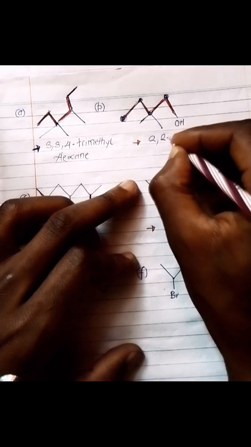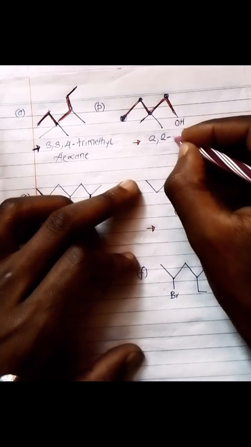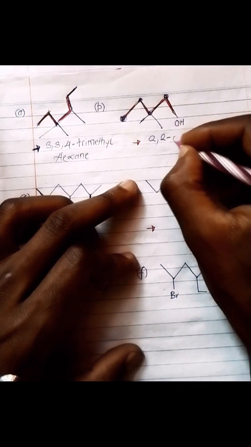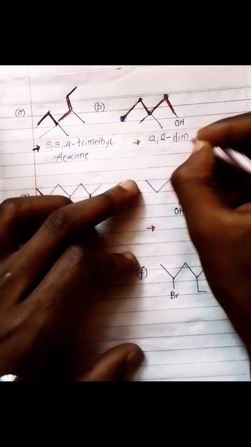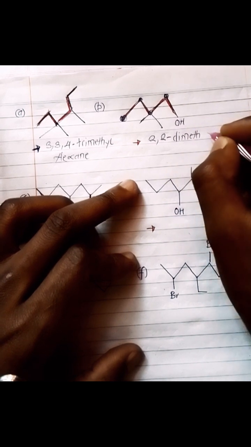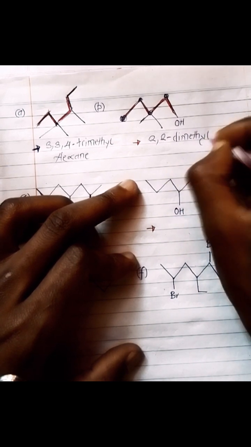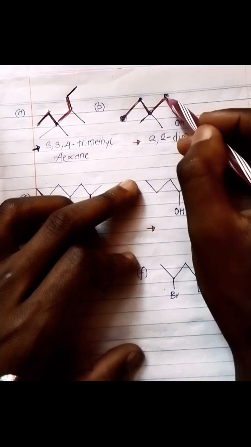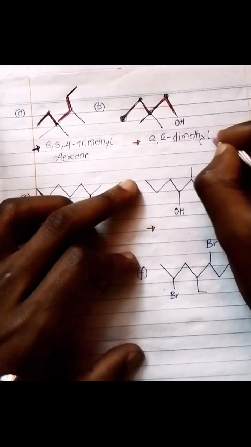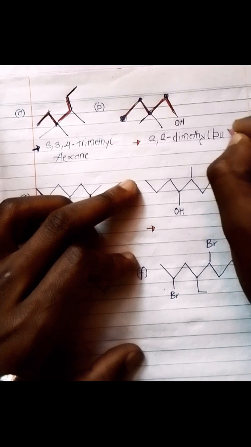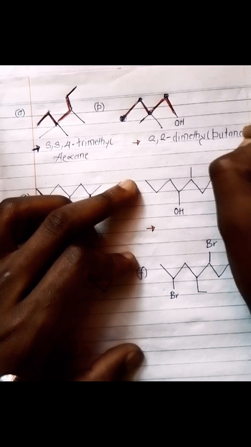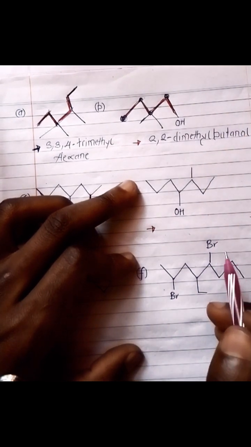And then I use the hyphen. And this time, instead of saying tri, I'll say dimethyl. And then what's the parent? 1, 2, 3, 4, butanol. Right? Because we have an alcohol.